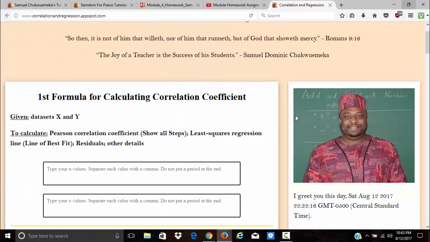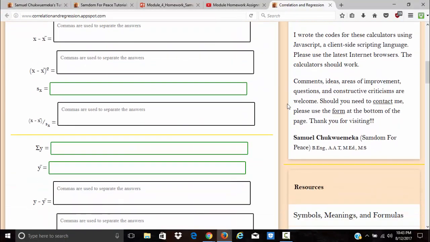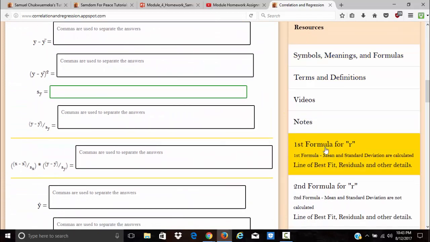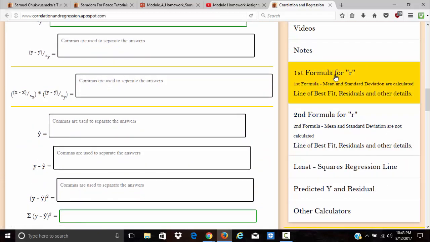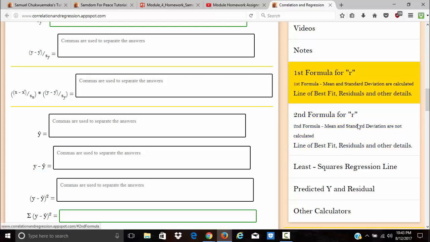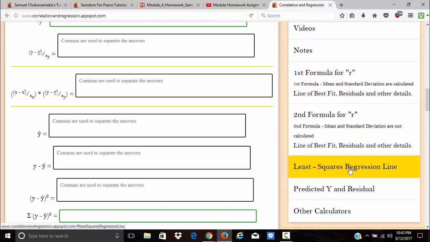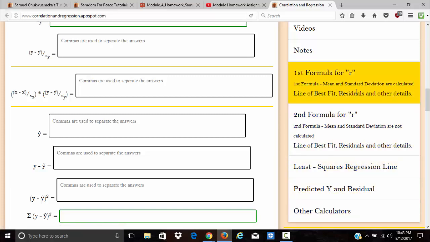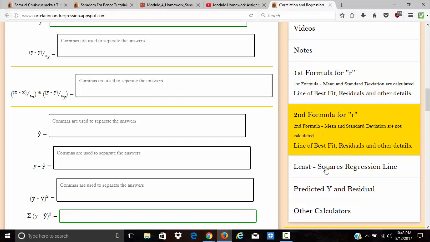Let's look at this calculator for a moment. If you scroll down here on these resources, we have two formulas: the first formula for calculating the correlation coefficient, and the second formula for calculating the correlation coefficient. Both formulas will give you the same answer. Now, you might ask, why the need for two formulas? What is the difference? Well, the first formula, you have to calculate the mean and standard deviation. And the second formula, you do not have to calculate the mean and standard deviation.